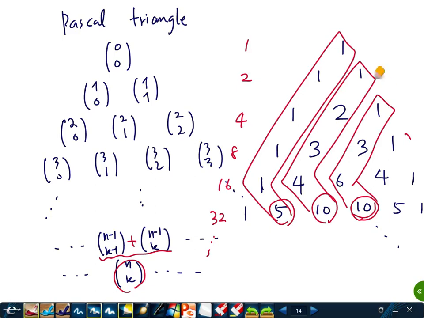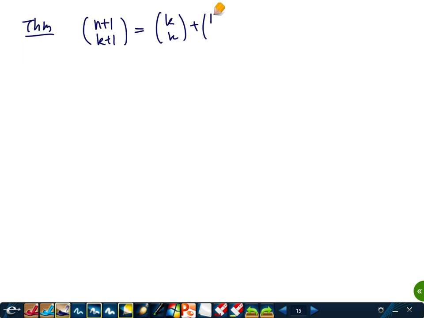And I heard that some students call this the hockey stick theorem. Have you heard of the hockey stick theorem? It looks like a hockey stick, if you know. So the theorem can be written in this way: n plus 1 choose k plus 1 equals the sum of j choose k. This is equivalent to what I said, if you consider the arrangement of the numbers.